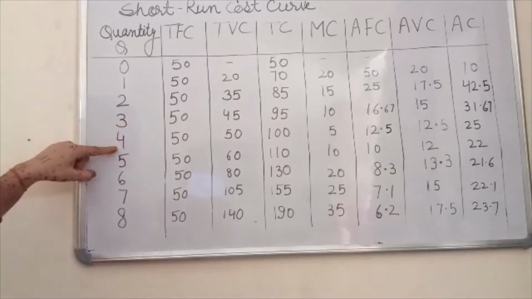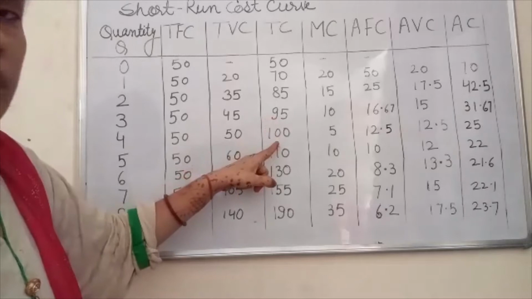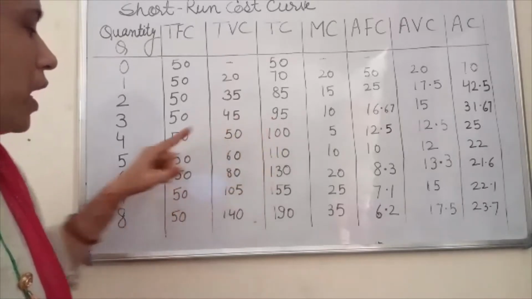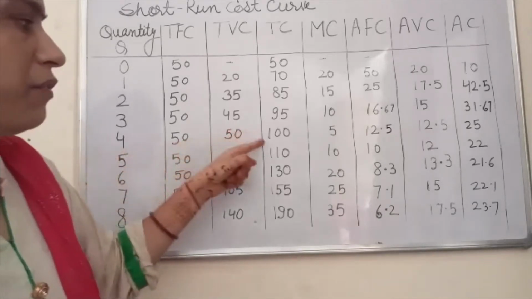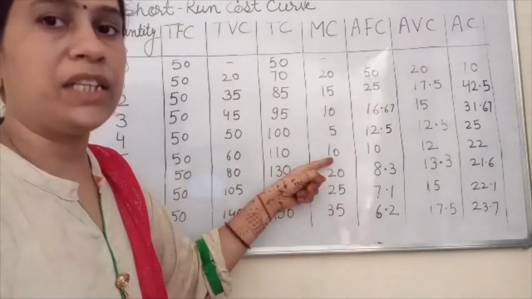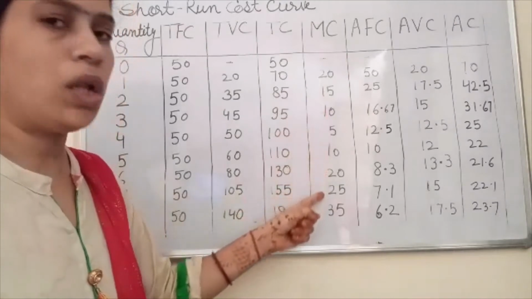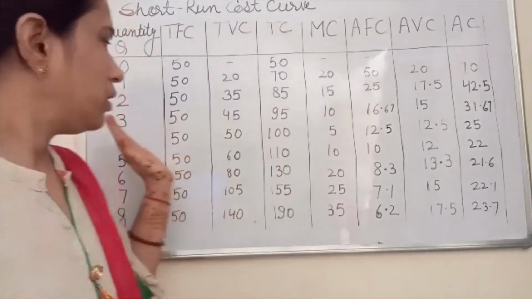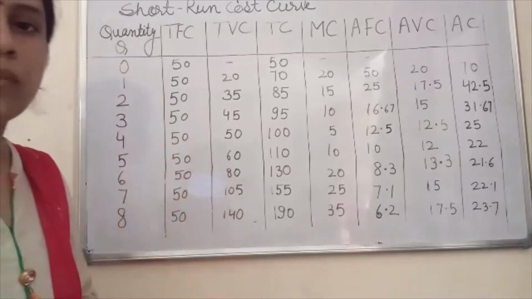If we want to get marginal cost of fourth unit, we have to subtract 95 from 100. And if we want to get marginal cost of fifth unit, we have to subtract 100 from 110 and we will get 10. That is marginal cost of fifth unit. In this way we get all the marginal costs by subtracting total costs.